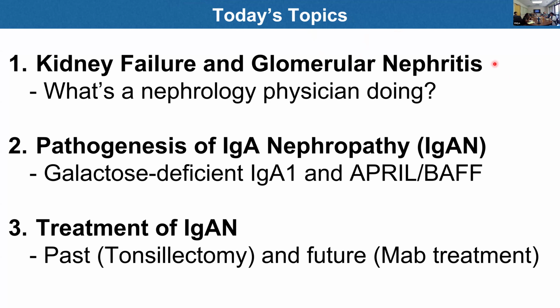Here are today's topics. I have seen many patients suffering from renal failure, and I have been working on the basic research on IgA nephropathy. Today I'd like to discuss renal failure and IgA nephropathy from the viewpoint of both a nephrology physician and a scientist. First, I will show the general background of kidney failure and glomerulonephritis. After that, I will show the pathogenesis and the treatment of IgA nephropathy, from the viewpoint of the physician scientist. Through the topic of IgA nephropathy, I'd like to introduce the process of how basic research is applied to the patients.